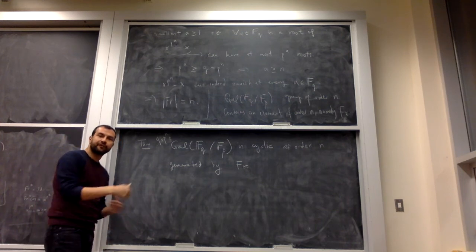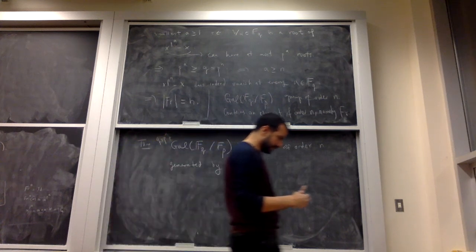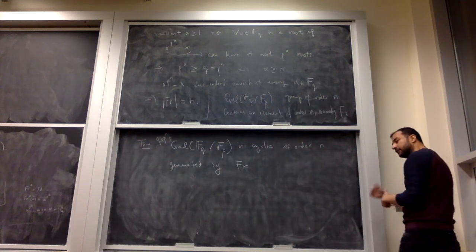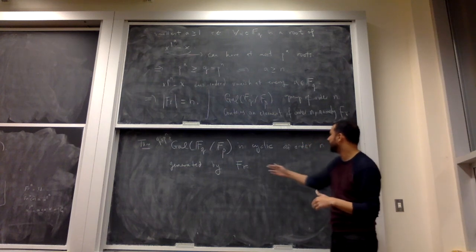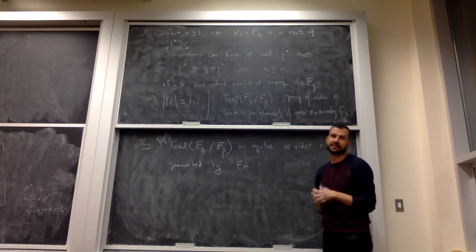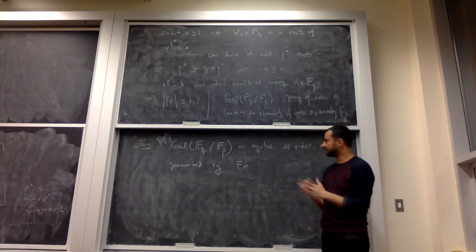So the Galois group of a finite extension of Fp is always cyclic and generated by the Frobenius element. So that's a very, very important result. We should remember this. Thank you.